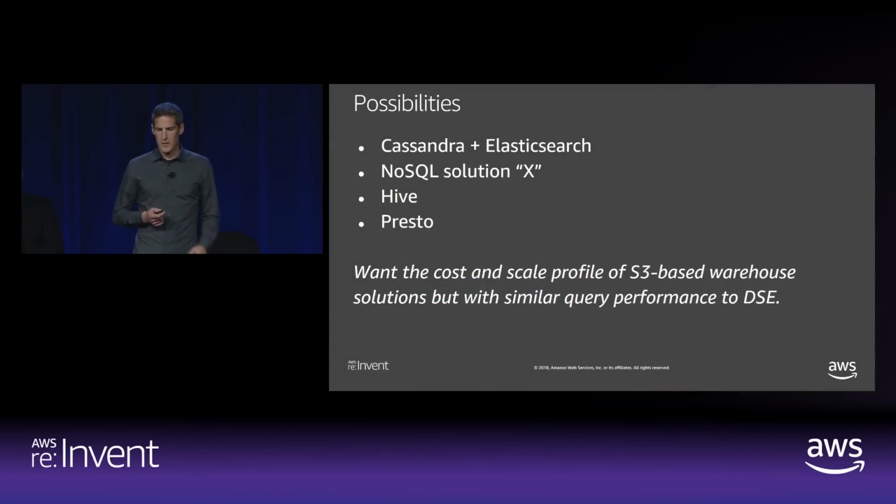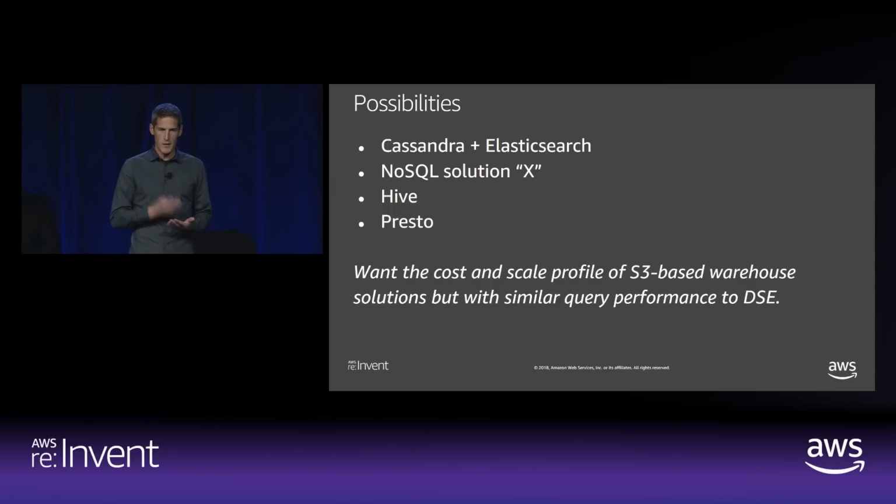The possibilities were, well, we could mimic DataStax by building something with Cassandra and Elasticsearch, but the complexity of that was deemed to be even greater than using DSE, which I think is right, knowing what I know about Elasticsearch and Cassandra separately. I would not want to work with the two together. We looked at NoSQL solutions. Of course, NoSQL kind of means no index in our industry, so not really helpful when you are doing searching.